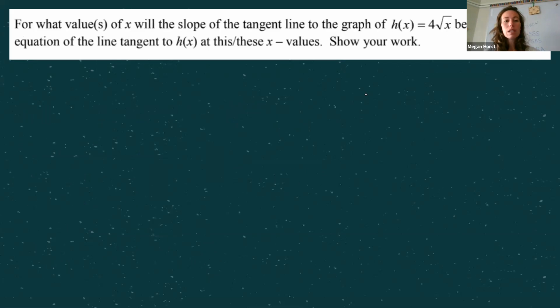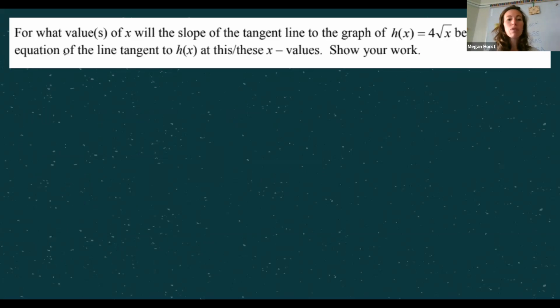All right, on this next one, we're asking for what values of x will the slope of the tangent line be equal to, I believe it's negative 2. Yep. And then we want to find the equation of the line of h of x at this or these values. So we are starting again. We have h of x equal to 4 root x. We want to know at what values does h prime of x equal negative 2.